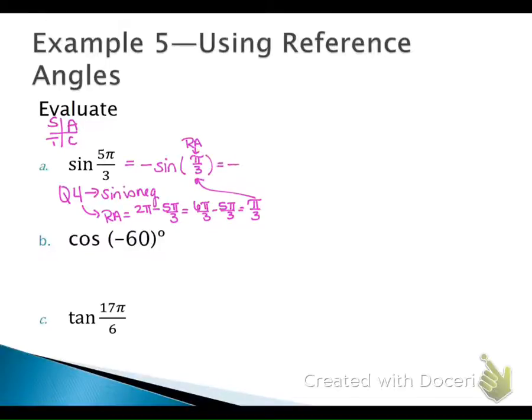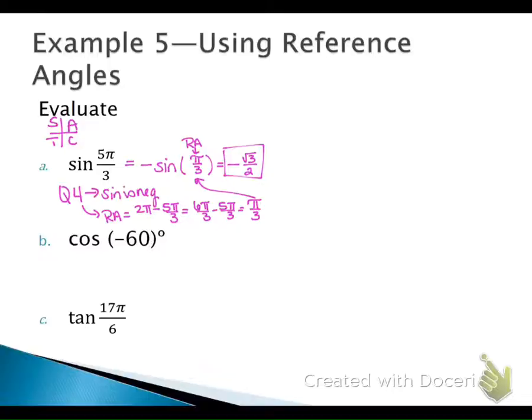Well, I know it's going to be negative. And now you can use your unit circle, or you could use your triangles if you needed to. What is sine of pi over 3? We look it up, and we can see that sine of pi over 3 is the square root of 3 over 2, I believe. And this tells me it's negative, so I end up with negative square root of 3 over 2.